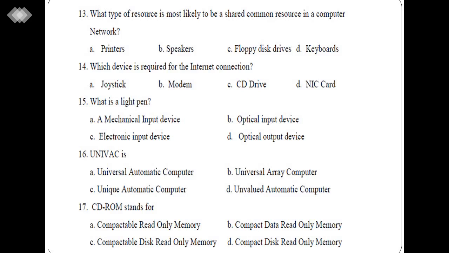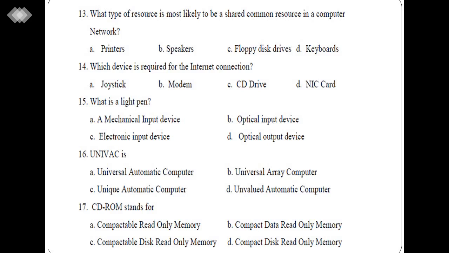Next question. Which device is required for the internet connections? And they are joystick, modem, CD drive and NIC. So students, try to solve all these questions. Mark any one tick on this, and at the last we will check how many answers are correct.